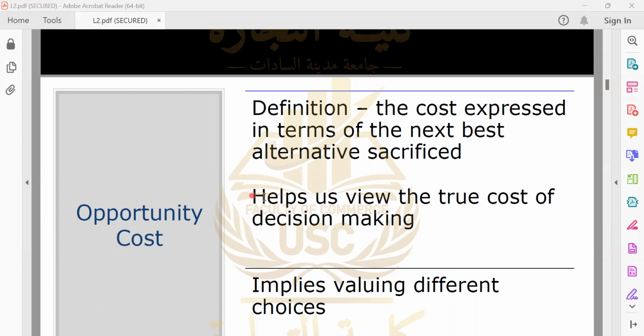So opportunity cost helps us view the true cost of decision making, and it's considered one of the economic costs. When we look at the difference between economic and accounting costs, opportunity cost is one of the main differences, because in economic costs we have explicit cost and implicit cost. That means we have opportunity cost, but accounting cost is interested in the costs that have already happened.